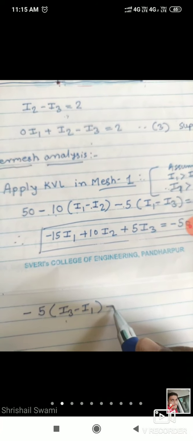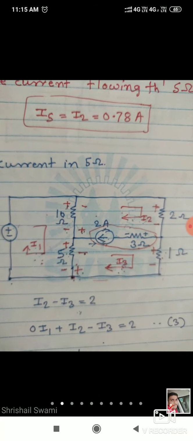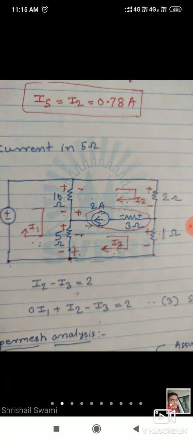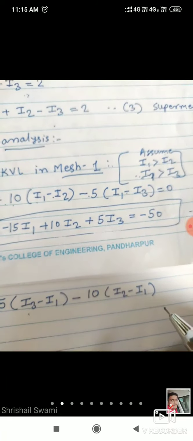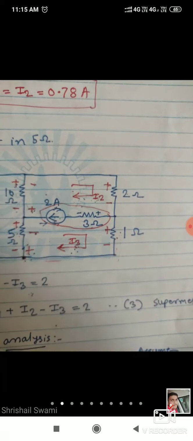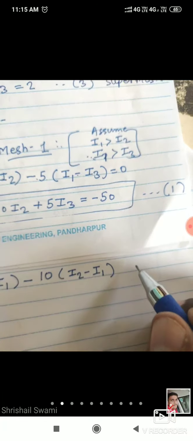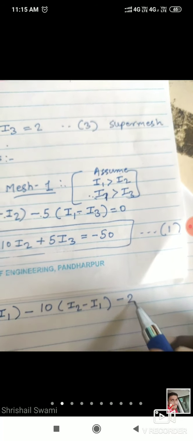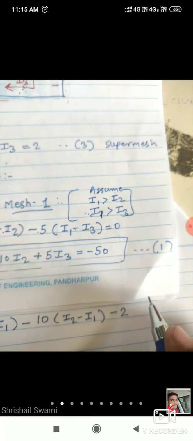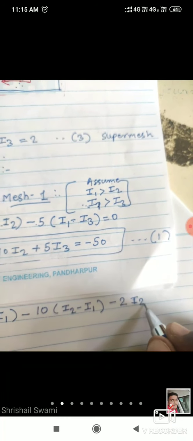Now next, go to the 10. Here plus you are observing, that's why it is minus. Value of resistor is 10, but what is the current flowing through that? That will be I2 minus I1. Come to 2 ohm. So plus you are observing, that's why it is minus 2. But what is the current flowing through 2 ohm? That is only I2. So minus 2 I2.